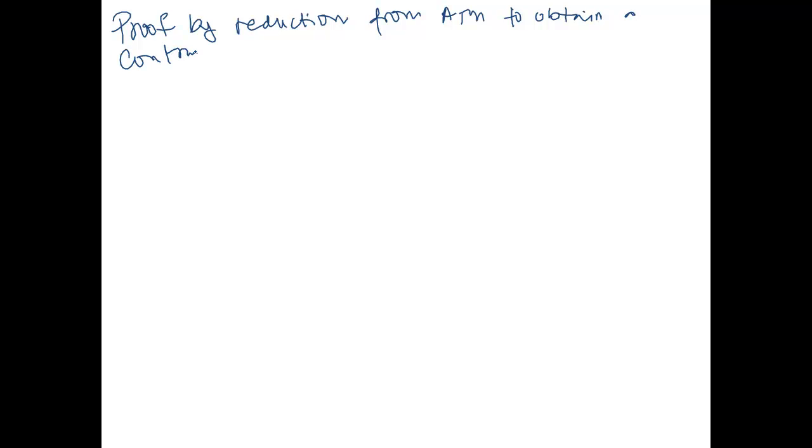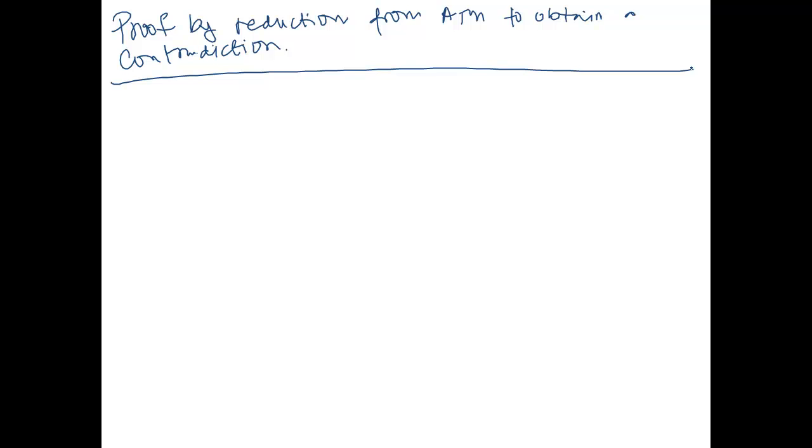So here we're going to do a proof by reduction from ATM. We're going to obtain a contradiction. In general, we can just do a reduction from any undecidable language and show that if there is a solution to this new language, then there would be a solution to the undecidable language. So therefore, the new language cannot be decidable. Okay, that's the structure.